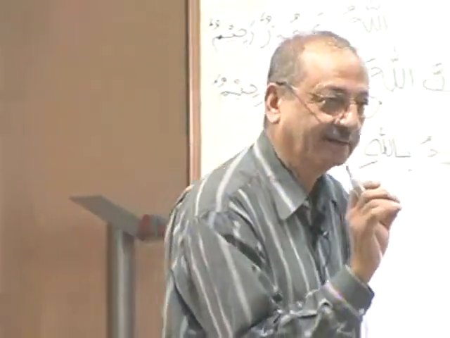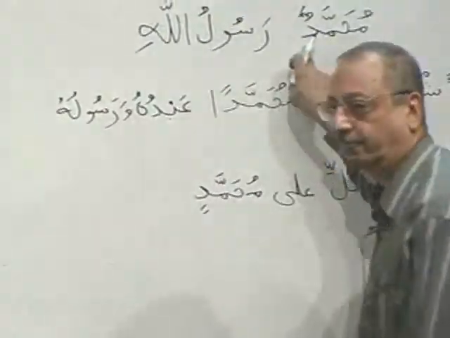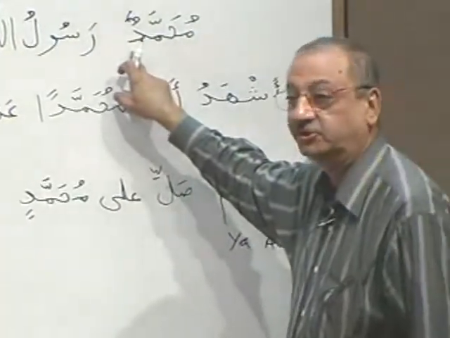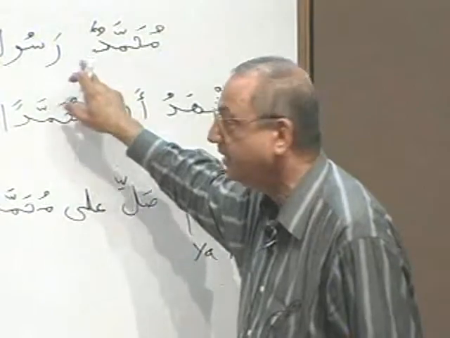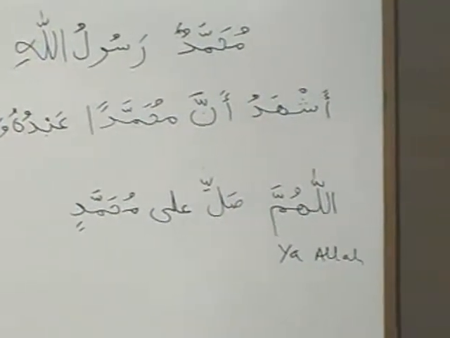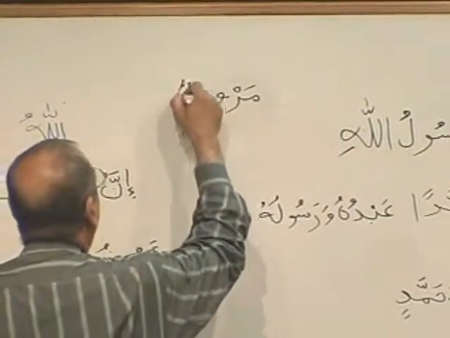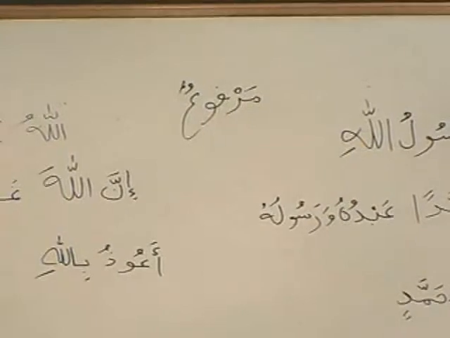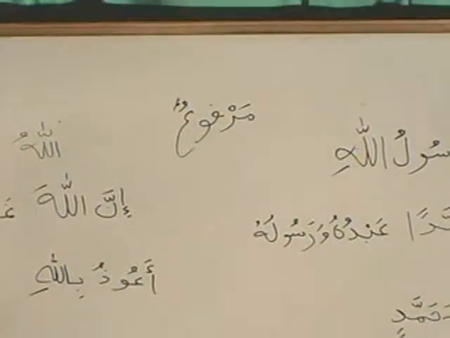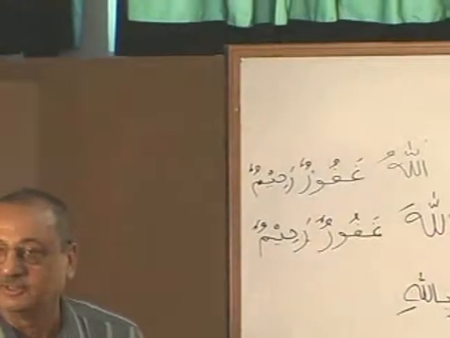Okay? And let's learn the terminology now. The terms. If the noun, brothers and sisters, look carefully. If the noun ends with a dhamma, be it a tanween or a single dhamma, it is called marfu. What is it called, brother? This you will have to memorize. Marfu. Are you with me, brothers and sisters? If the noun ends with a dhamma, you will call it marfu. You will say the noun is marfu.